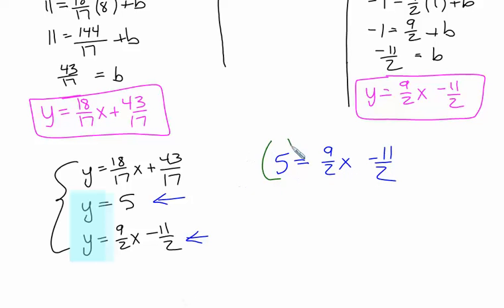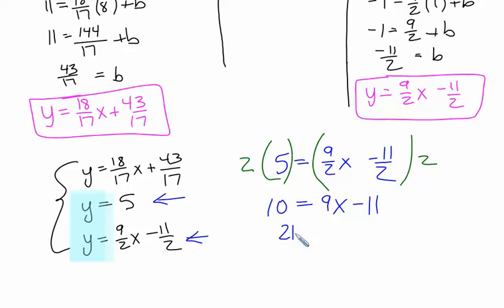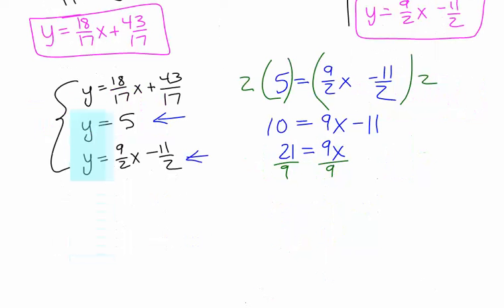We could go through on this equation. We can multiply both sides by 2 to clear out those fractions. So we'll get 10 equals 9x minus 11. Add the 11 to both sides. Then we have to divide through by 9. Simplify the fraction. We don't want decimals. We don't want mixed numbers. We want improper fractions. You can divide the top and bottom by 3. So it looks like x is 7/3.